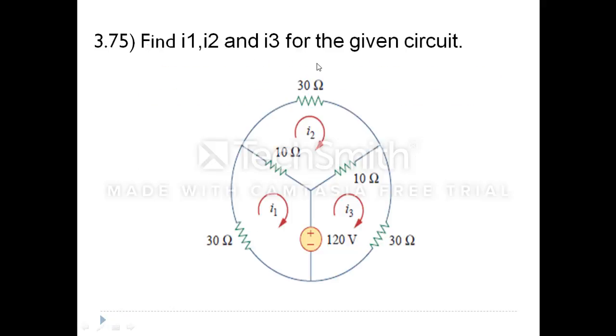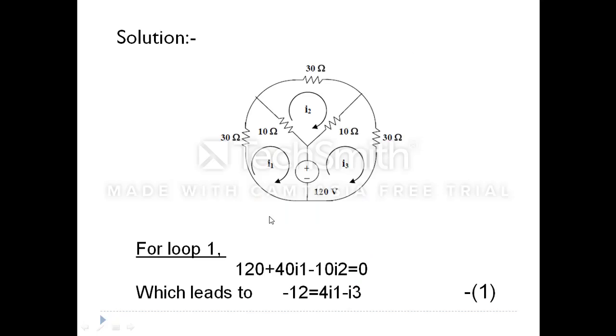Here the first question is: find I1, I2 and I3 for the given circuit. Here is the given circuit. We have to find I1, I2 and I3. There are three loops in this circuit. The first loop is this, the second loop is this, and the third loop is this. Now let's see the solution.